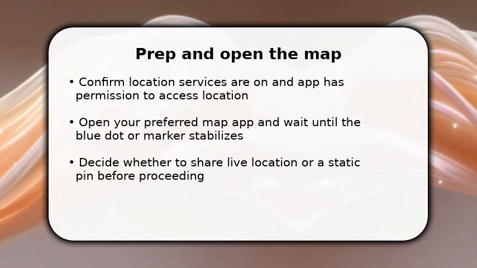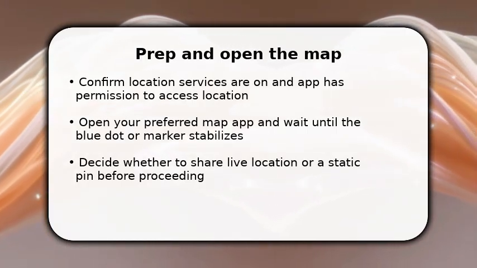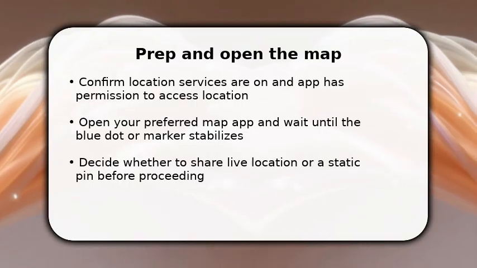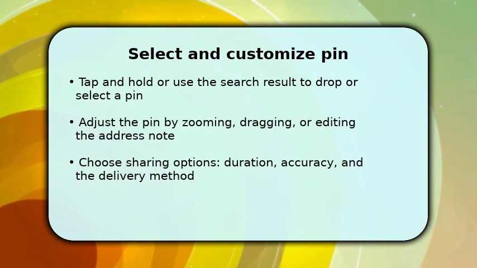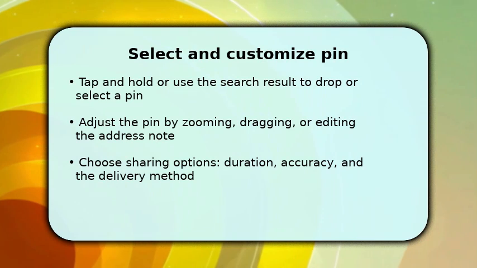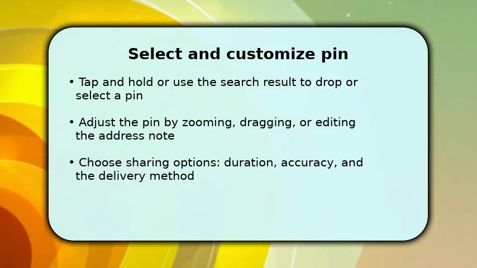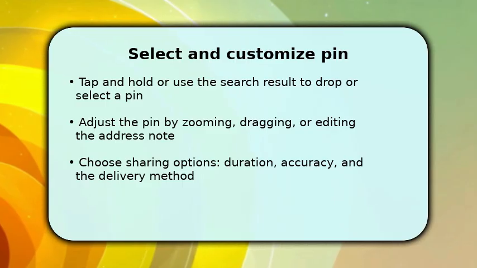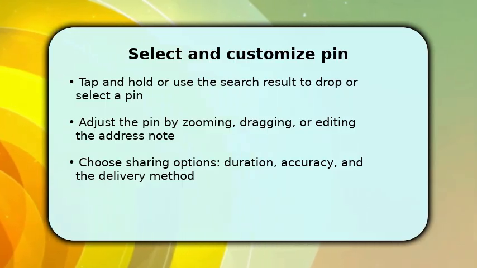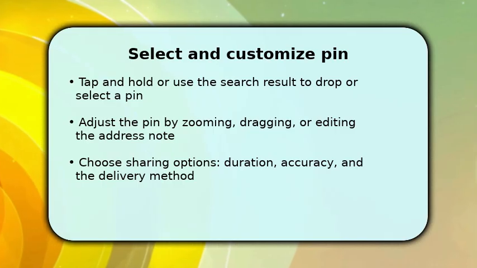Make sure your internet connection is active, because offline maps limit sharing features and may produce stale coordinates. You now drop or select the exact pin, tap and hold on the map, or pick the search result for the address. Once the pin appears, refine its position by zooming and dragging, and add a short note if needed to clarify entry points or floor numbers.